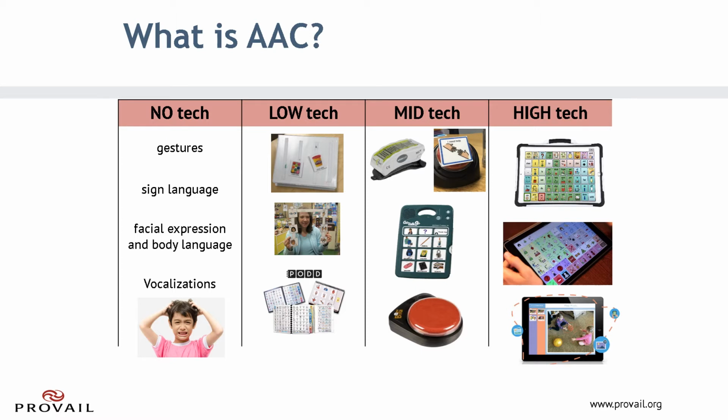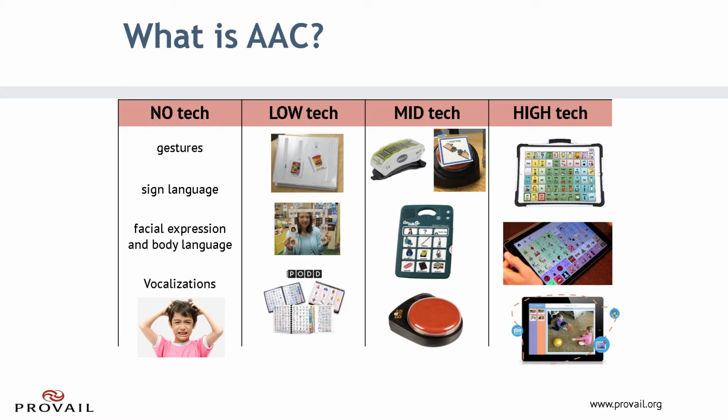Different types of AAC include no-tech, which is gestures, sign language, facial expression, and body language, as well as vocalizations. Then there's low-tech, that would include printed and laminated communication books and symbols. Mid-tech includes simpler electronic devices that typically record one or a few human voices that can then be activated to convey a simple message.